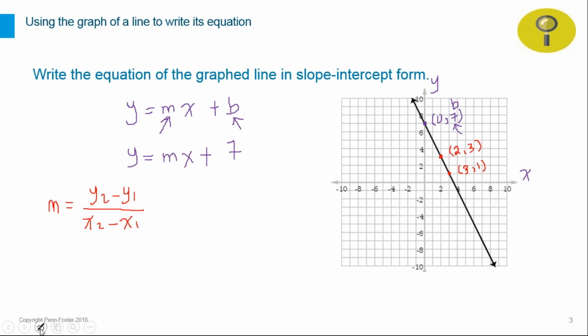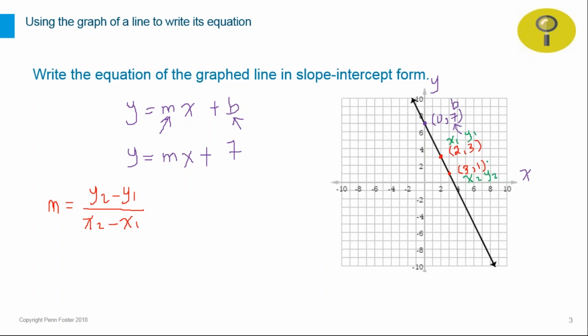So let's do the labeling together. The first number is always the x. So let's say that this is point number 1. So that would be x1 and y1. For this point, that would be point 2, x2 and y2. You can switch. You can call this point 2, and that will be x2 and y2. And in that case, this will be point 1, and this will be x1 and y1.